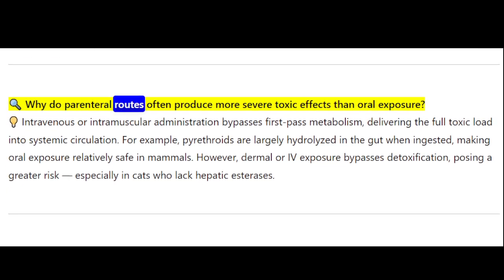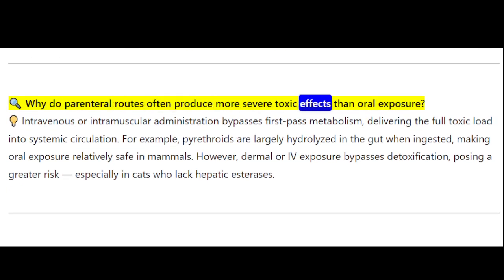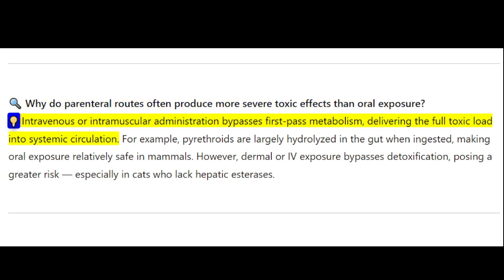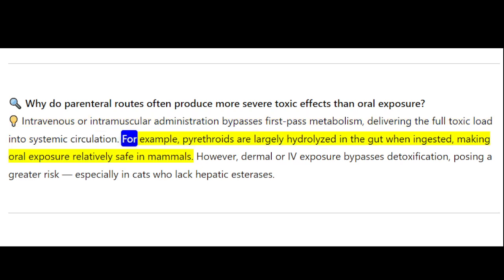Why do parenteral routes often produce more severe toxic effects than oral exposure? Intravenous or intramuscular administration bypasses first-pass metabolism, delivering the full toxic load into systemic circulation. For example, pyrethroids are largely hydrolyzed in the gut when ingested, making oral exposure relatively safe in mammals.